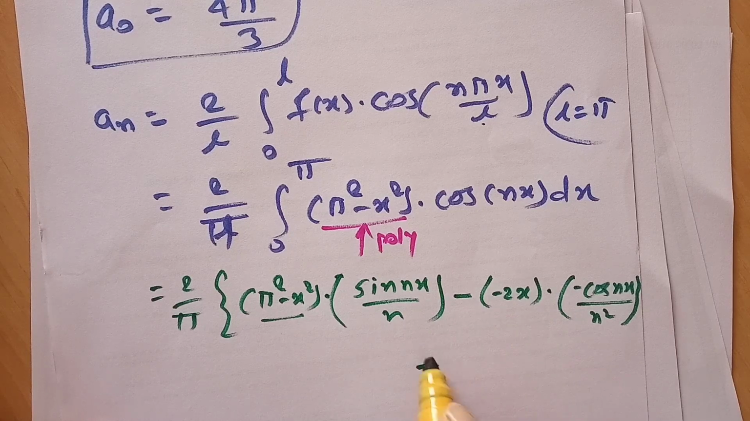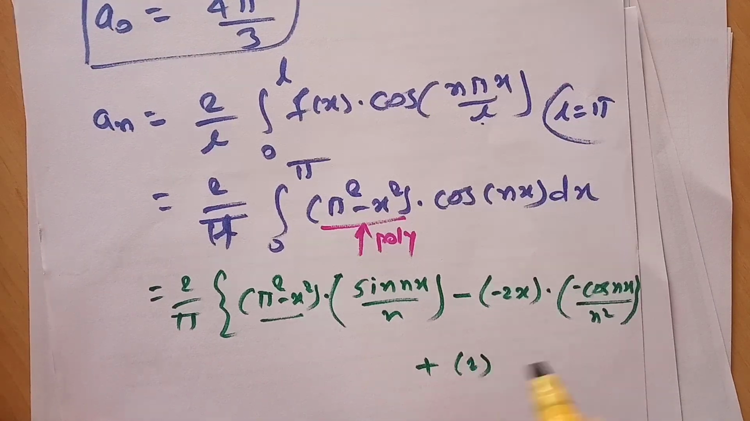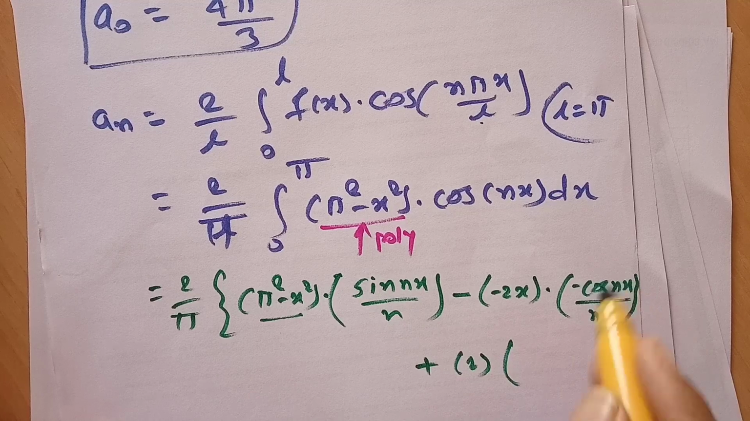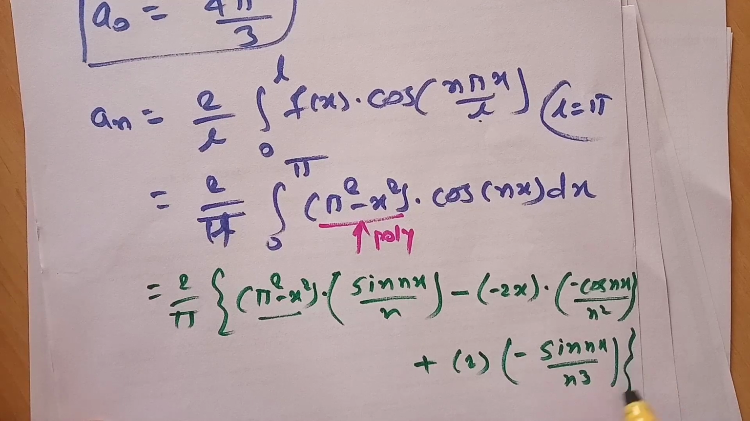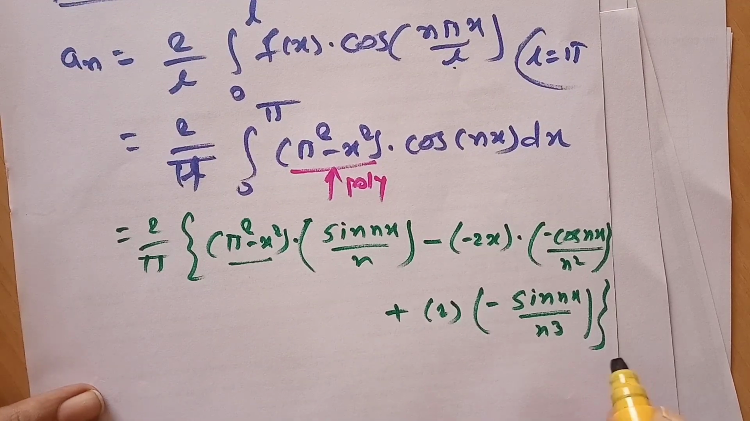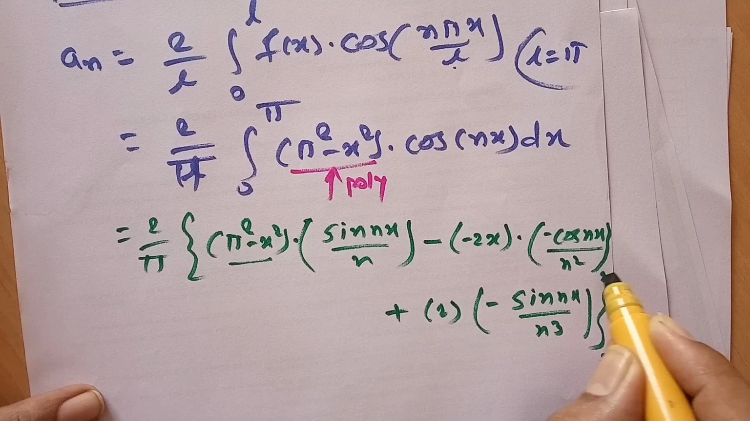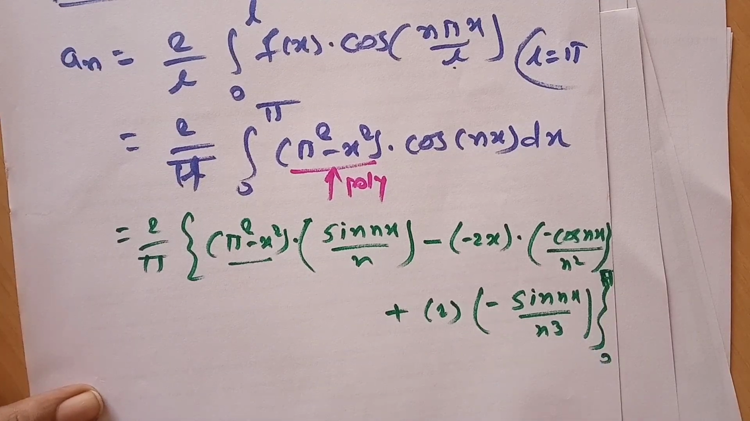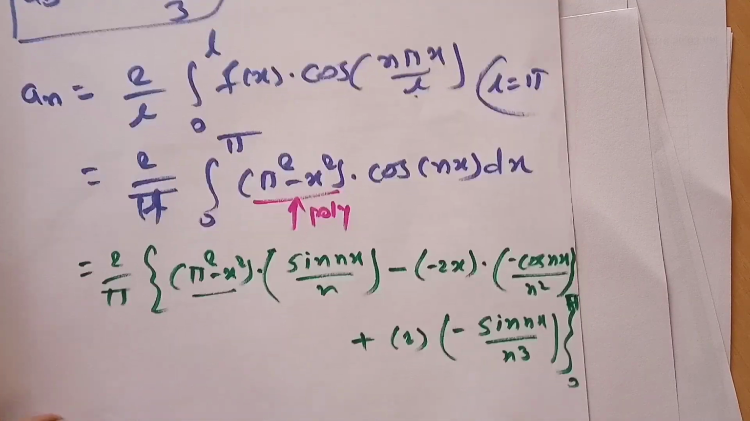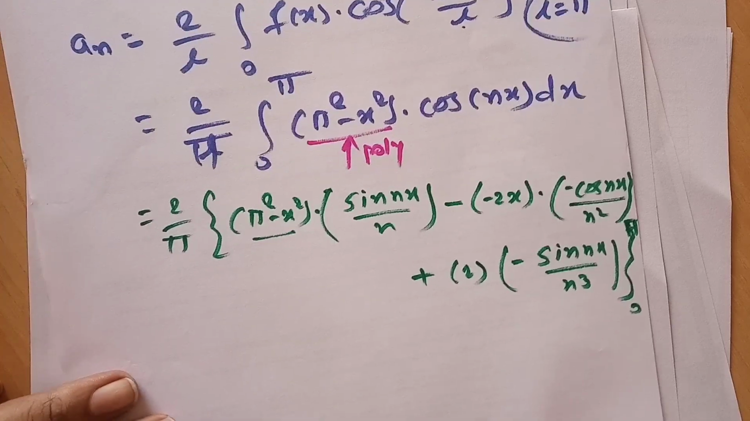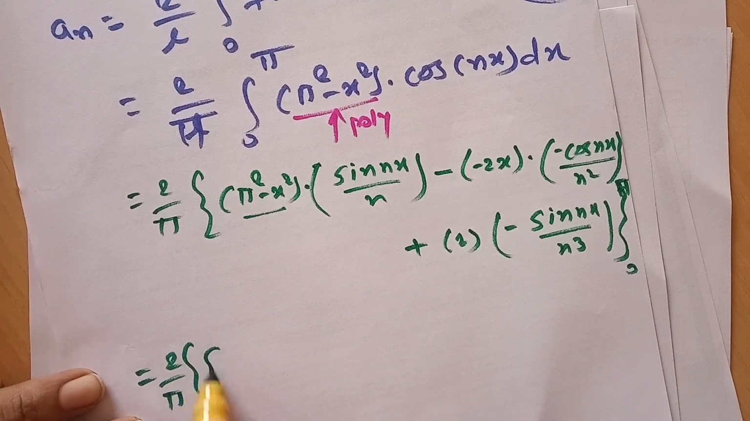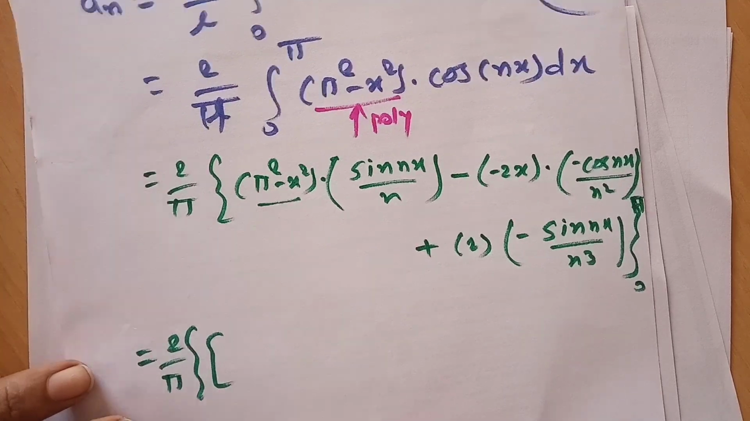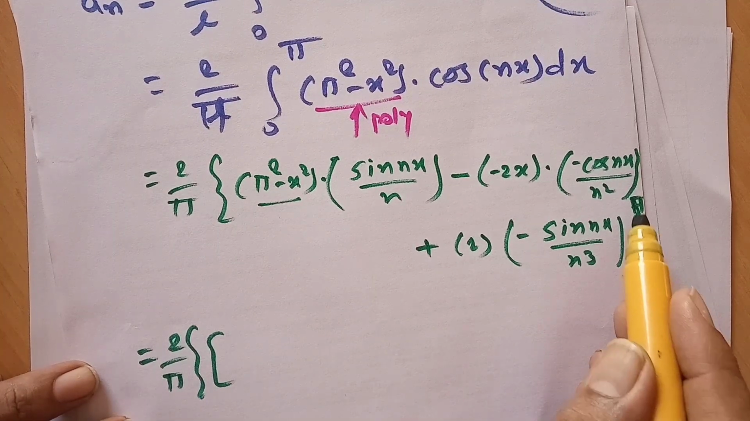Now plus derivative of this function is 2, and again the integration of this function is minus sine of nx divided by n cube. I'll close the bracket, between limits 0 to pi. Now here I will put the upper limit and lower limit: 2 divided by pi. In the first bracket I will put the upper limit, 0 to pi.